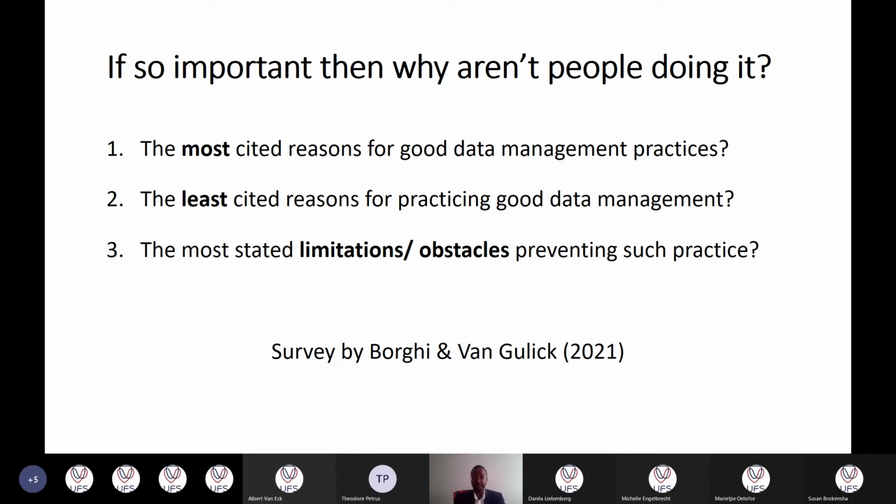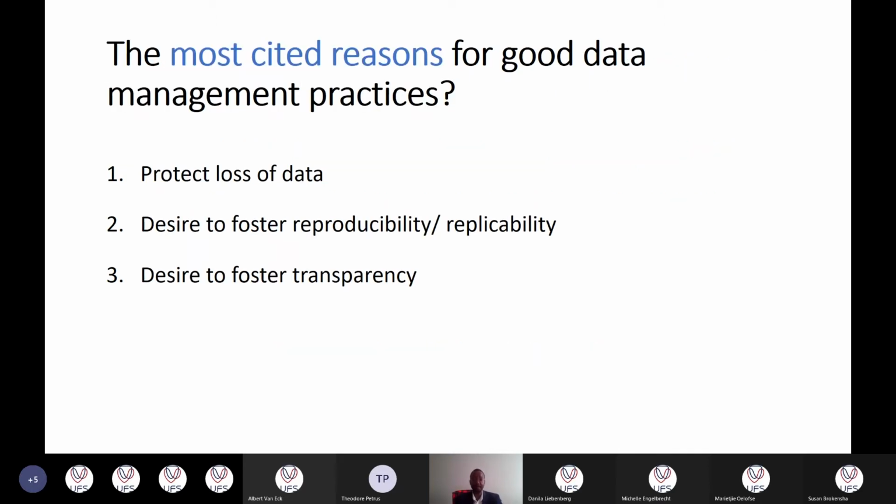A survey by Borgi and van Gulik listed the most cited reasons for this, the least cited reasons, as well as the limitations. Let us look at that. The most cited reasons for actually doing the right thing is to protect the loss of data. This is what researchers report. They want to protect their own data from being lost, all right?